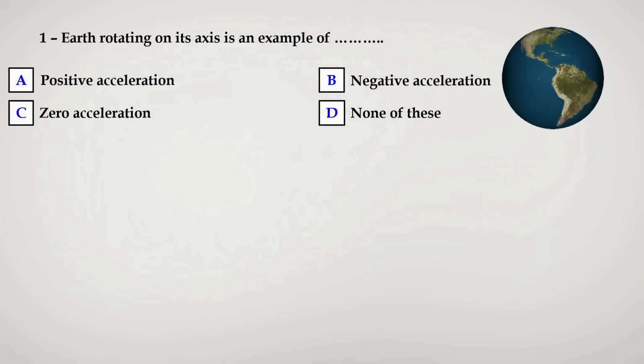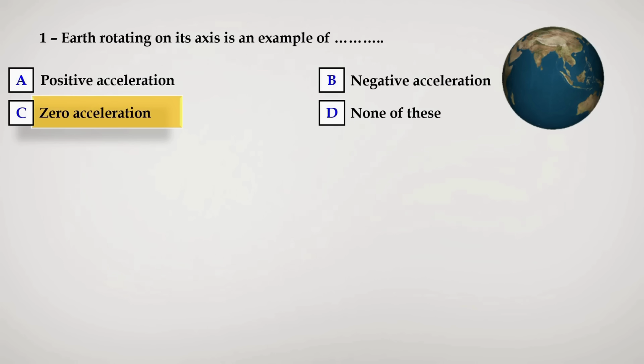This is because the Earth rotates with an almost constant angular speed. There is no change in the magnitude of velocity with time. Since acceleration depends on the change in velocity, and the velocity remains constant, the acceleration is zero. So, the correct option is C, zero acceleration. Now, let us move to the next question.